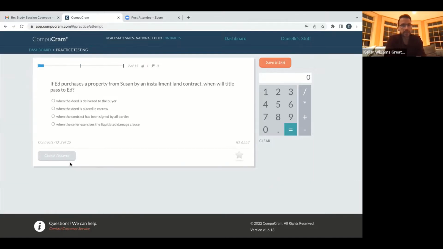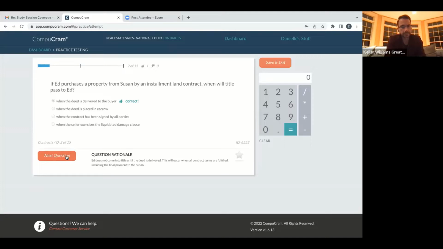All right, next one. If Ed purchases a property from Susan by an installment land contract, when will title pass to Ed? A, when the deed is delivered to the buyer. B, when the deed is placed in escrow. C, when the contract has been signed by all parties. Or D, when the seller exercises the liquidated damage clause? Go ahead and type in your answers. We have A. That is correct. Moving on.